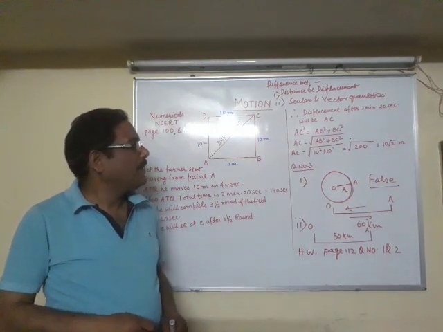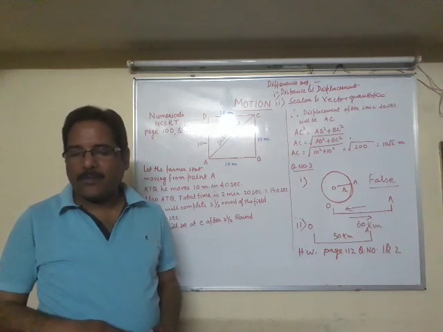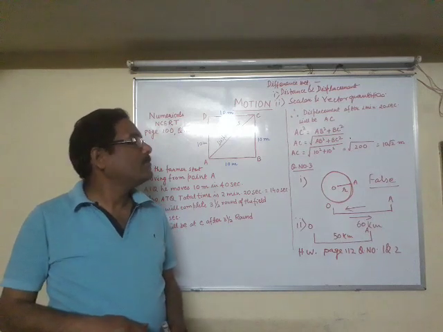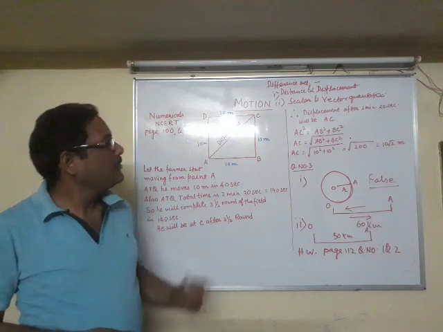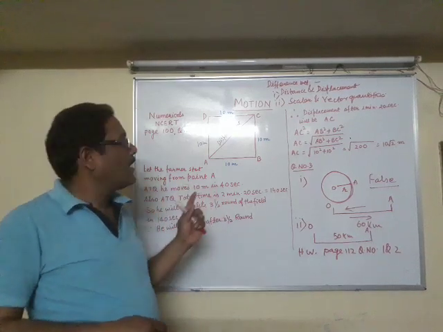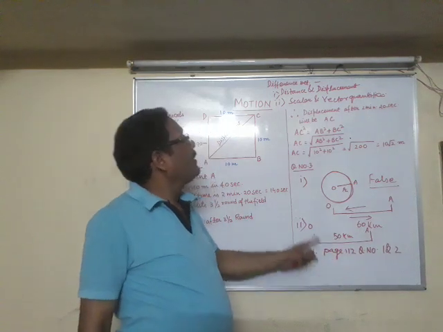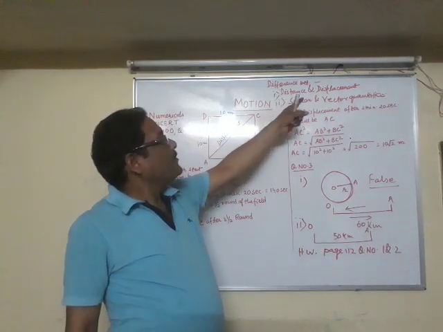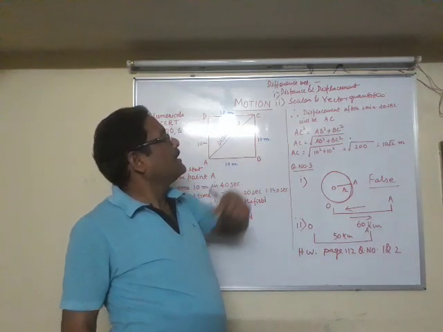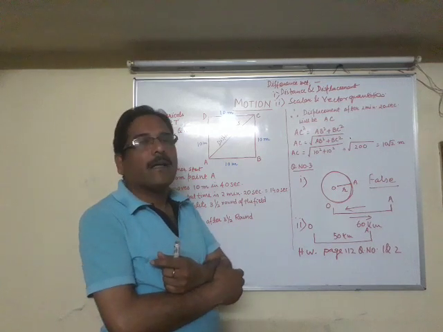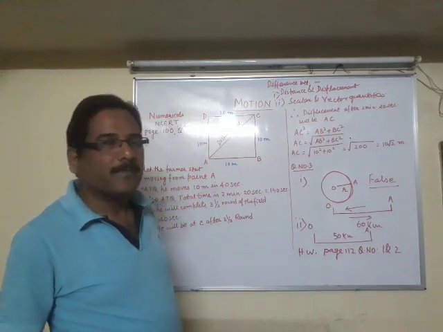Okay children, in the next class we will discuss uniform and non-uniform motion. Till then, go through the NCERT book, solve the numericals which I have given, and write the answers to these questions: the difference between distance and displacement, and between scalar and vector quantities.